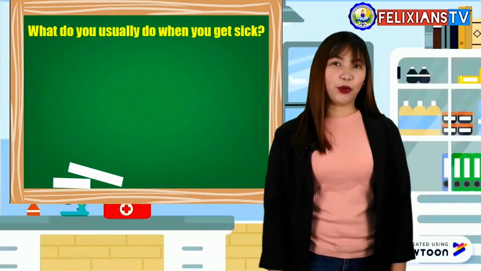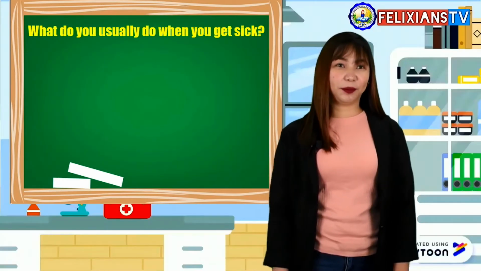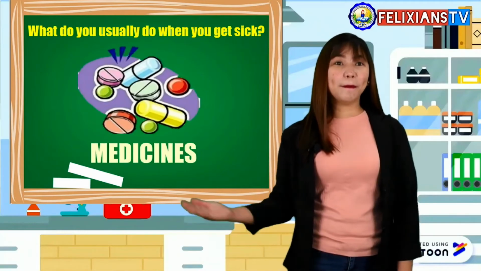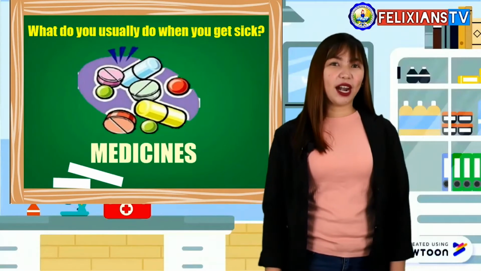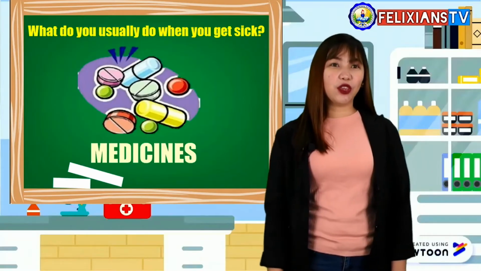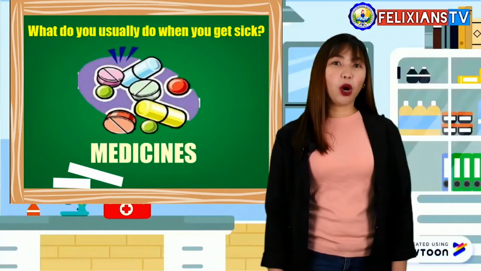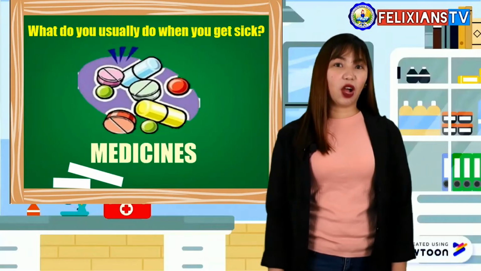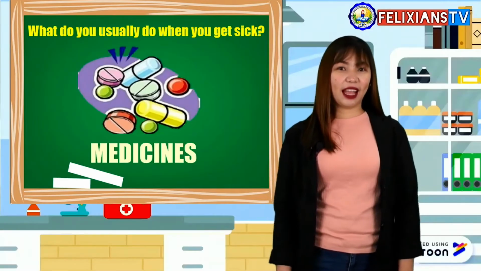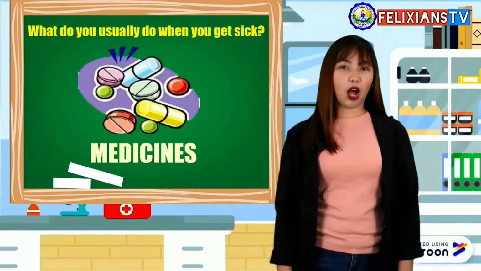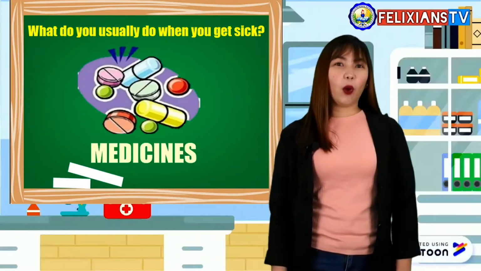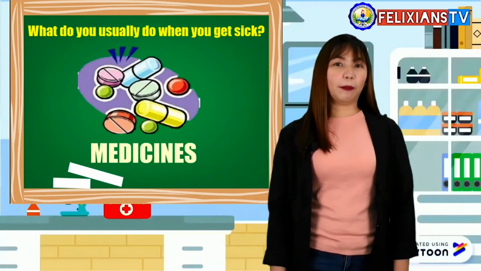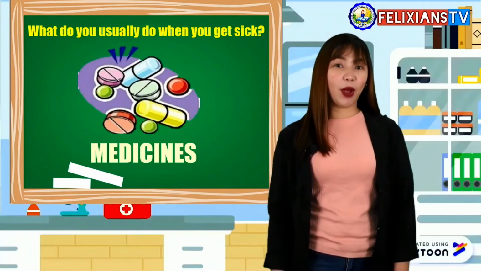What do you usually do when you get sick? Yes, when we get sick, we take medicine. Medicines are chemicals or compounds used to cure, halt, or prevent disease. They ease pain or help in the diagnosis of illness. These days, medicines come from a variety of sources. When we think about taking medicines, we think of pills. But medicines can be delivered in many ways.